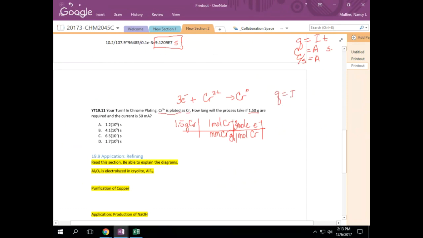Q is equal to IT equals NEF. We have a way to come up with this. We know this. The question wants to know how long will the process take? What are we solving for? So T equals NEF over I. Right now we've just figured out what moles of electrons are.